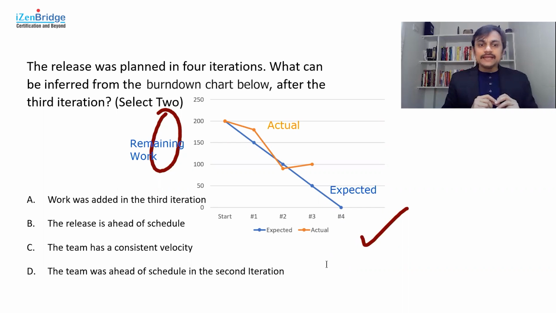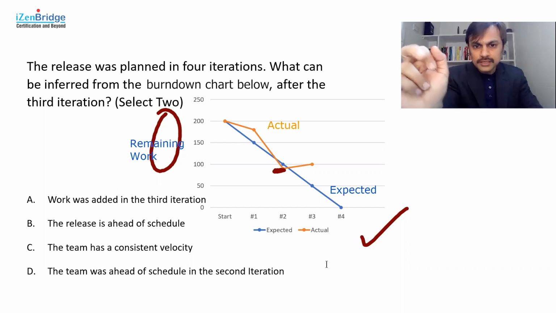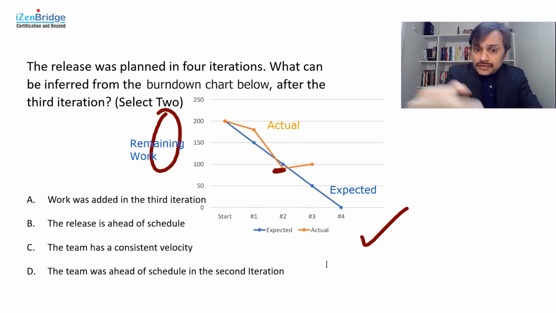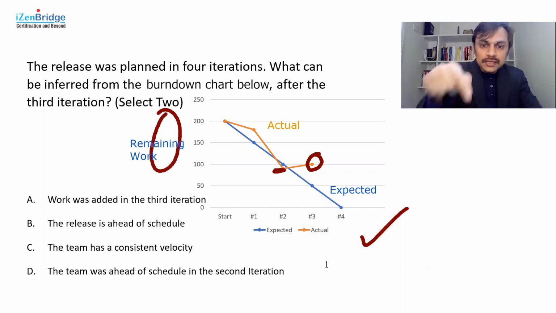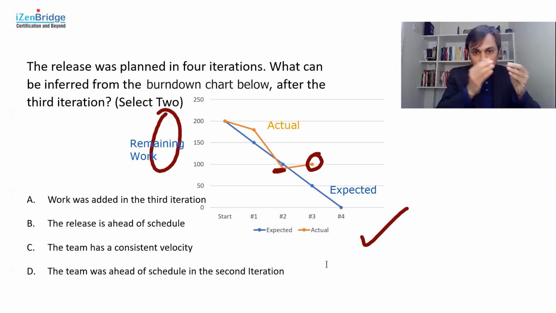The work was added in the 3rd iteration. Now what do you see? You see here that in the 2nd iteration, you had less than 100 points of work left. And at the end of the 3rd iteration, you have more work left because the line went up. So how is it possible that after finishing 2 iterations, when I finish the 3rd iteration, I have more work left than where I started? It can only happen when my work got expanded during the iteration.